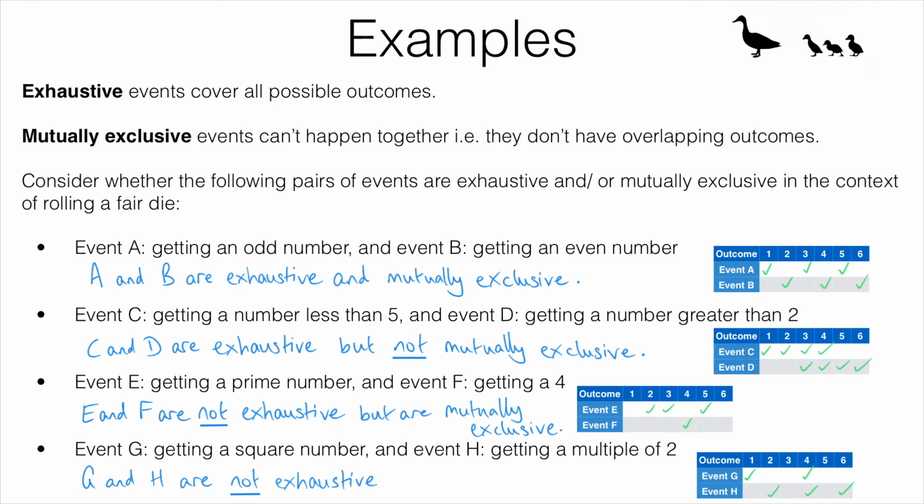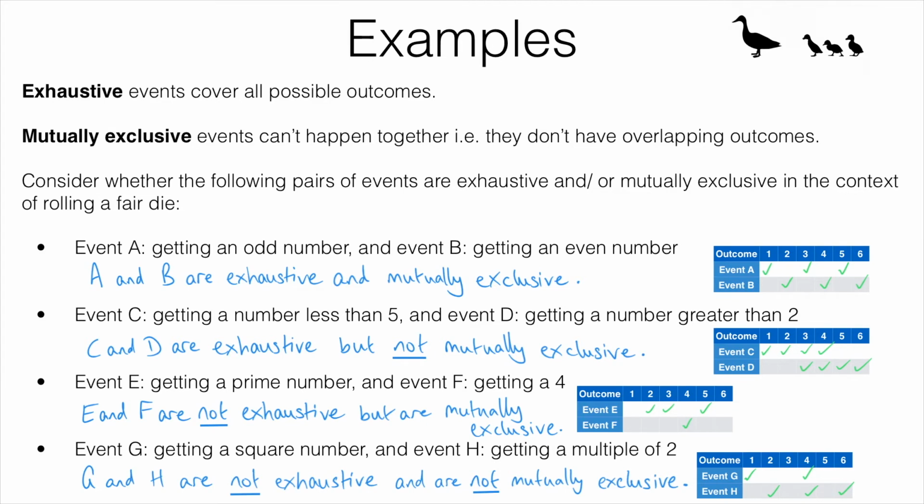And we still have to decide whether they are mutually exclusive or not. You can see here that we have an overlapping outcome. If you get a 4, you're getting a square number and a multiple of 2 at the same time, but mutually exclusive events can't happen together. That means G and H are not mutually exclusive. Those are two new definitions for this lesson.